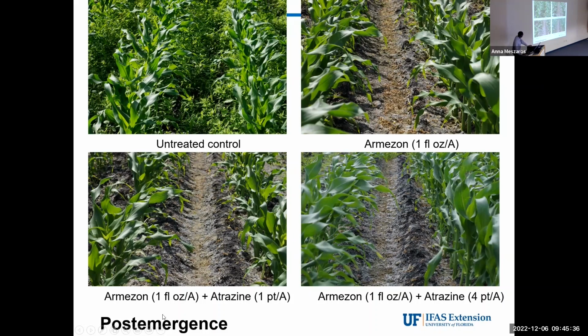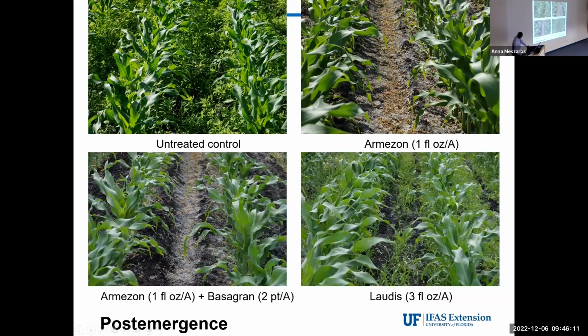And then you can tank mix it with atrazine. So we had a tank mix with a pint of atrazine and 4 pints, and you can see, tank mixing with a high rate of atrazine really didn't make much difference. Just a tank mix with 1 pint was pretty good. So in a field where you have a lot of grasses, particularly fall panicum, if you apply this early enough, you'll end up with a very clean field with this product here.